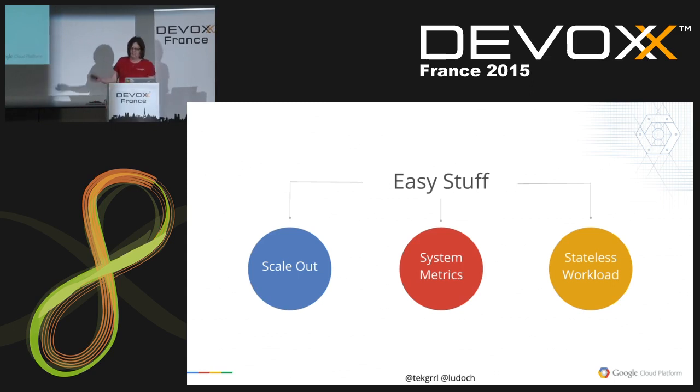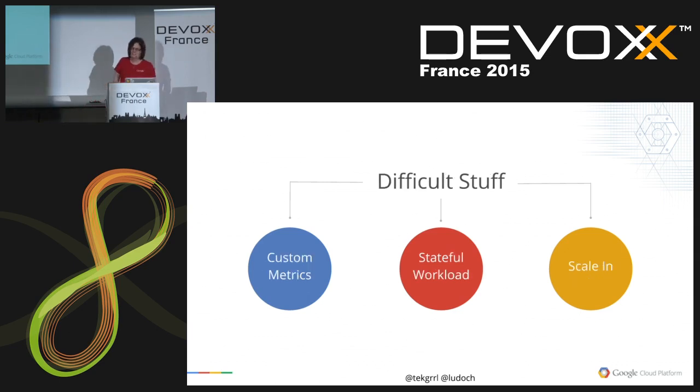We can gather system metrics. We can analyze metrics and do stuff based on those metrics. We can develop stateless workloads, which make life easy when it comes to automatically scaling things. If we want to add a virtual machine or a container, it helps if everything is stateless, because we don't have to worry about maintaining state within that container, particularly when we're scaling back in as well. So this is the easy stuff.